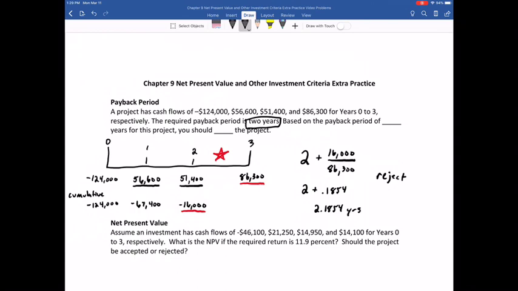It's really just thought of as how long does it take to recoup your investment, and then you compare how long it takes to recoup that initial investment amount to whatever your threshold is to decide whether or not you would accept or reject the project.